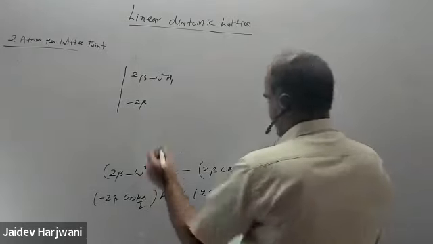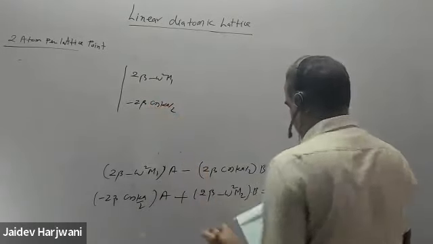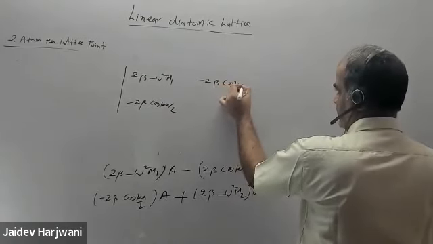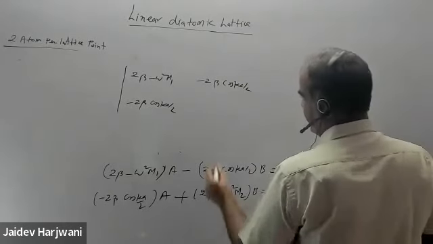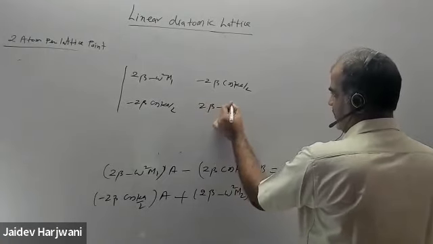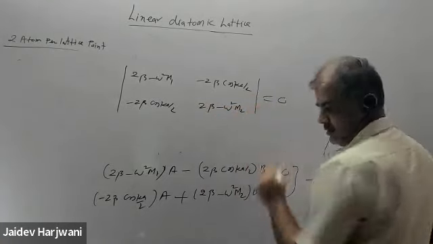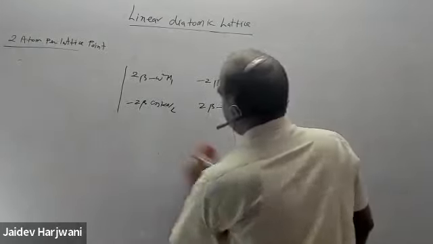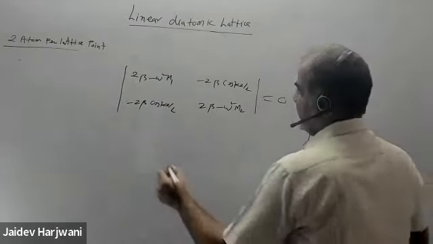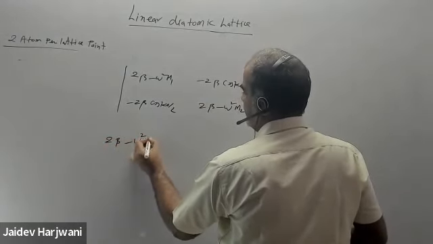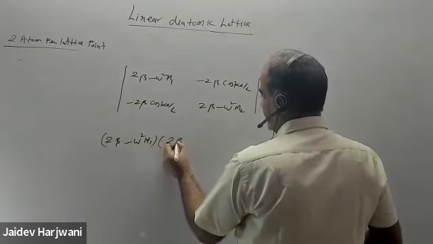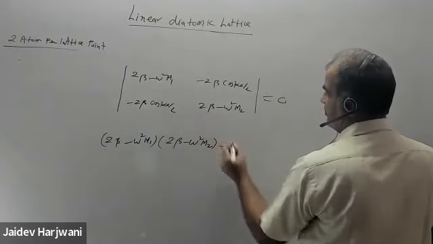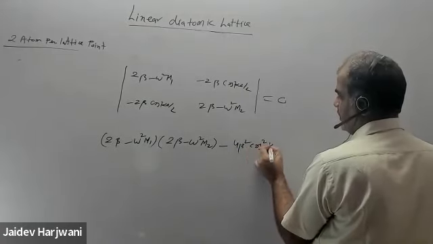These are linear equations in a and b, so we need to solve them and calculate the dispersion relation. Now if we solve this, the coefficient of a is (2β - ω² m1), and here it will be -2β cos(k/2). Similarly, the coefficient of b is (2β - ω² m2), and the other coefficient is also -2β cos(k/2). So solve this determinant, and you'll get the relation between ω and k. So (2β - ω² m1) into (2β - ω² m2).